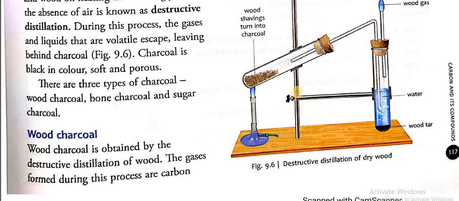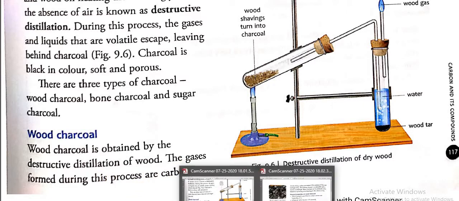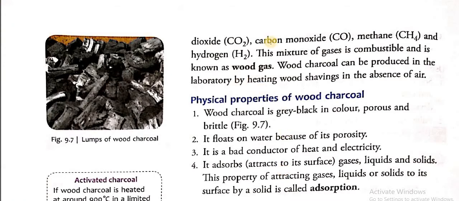In the last class I explained this diagram of how charcoal is generated. The gases formed during this process are carbon dioxide CO2, carbon monoxide, methane CH4, and hydrogen. This mixture of gases is combustible, that means it can easily burn, and is known as wood gas. Wood charcoal can be produced in the laboratory by heating wood shavings in the absence of air.